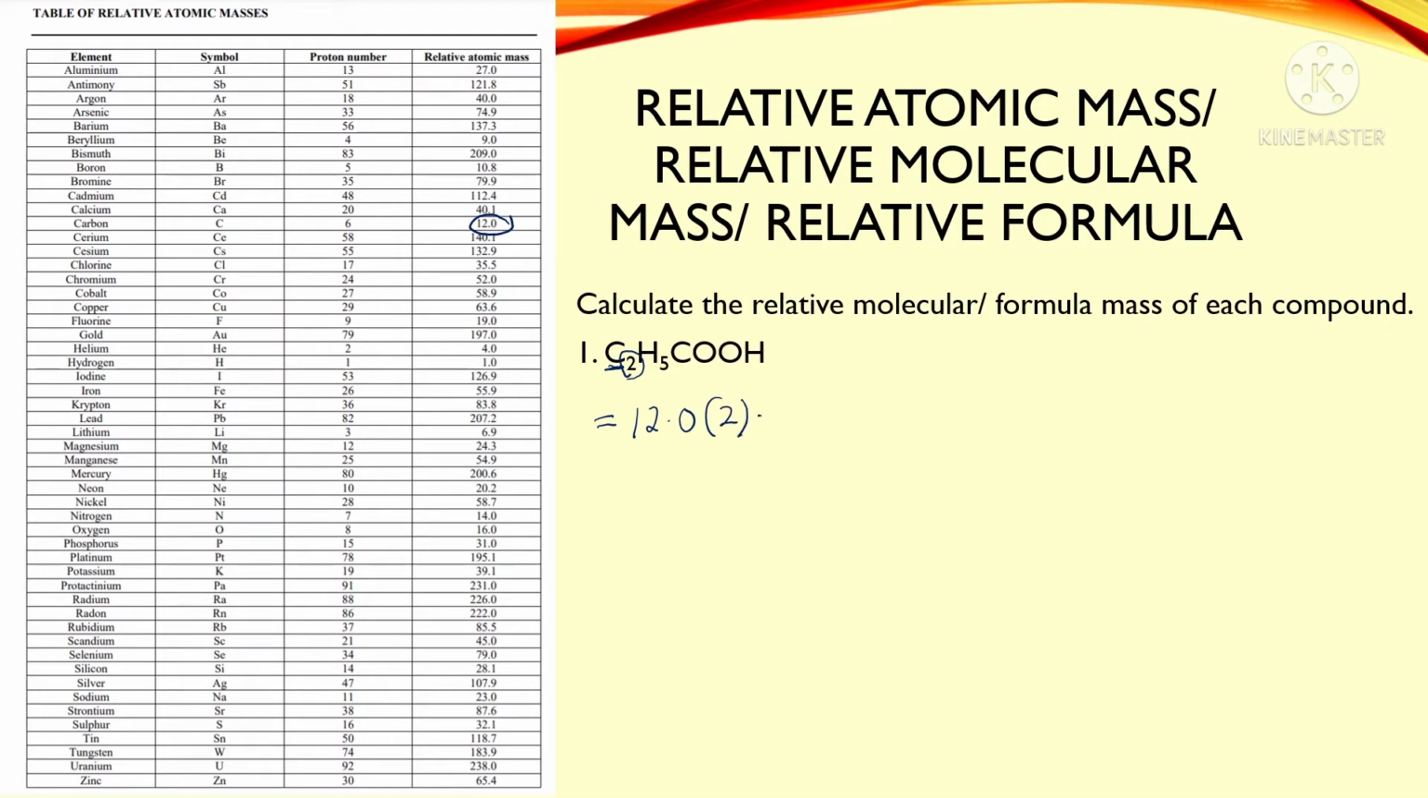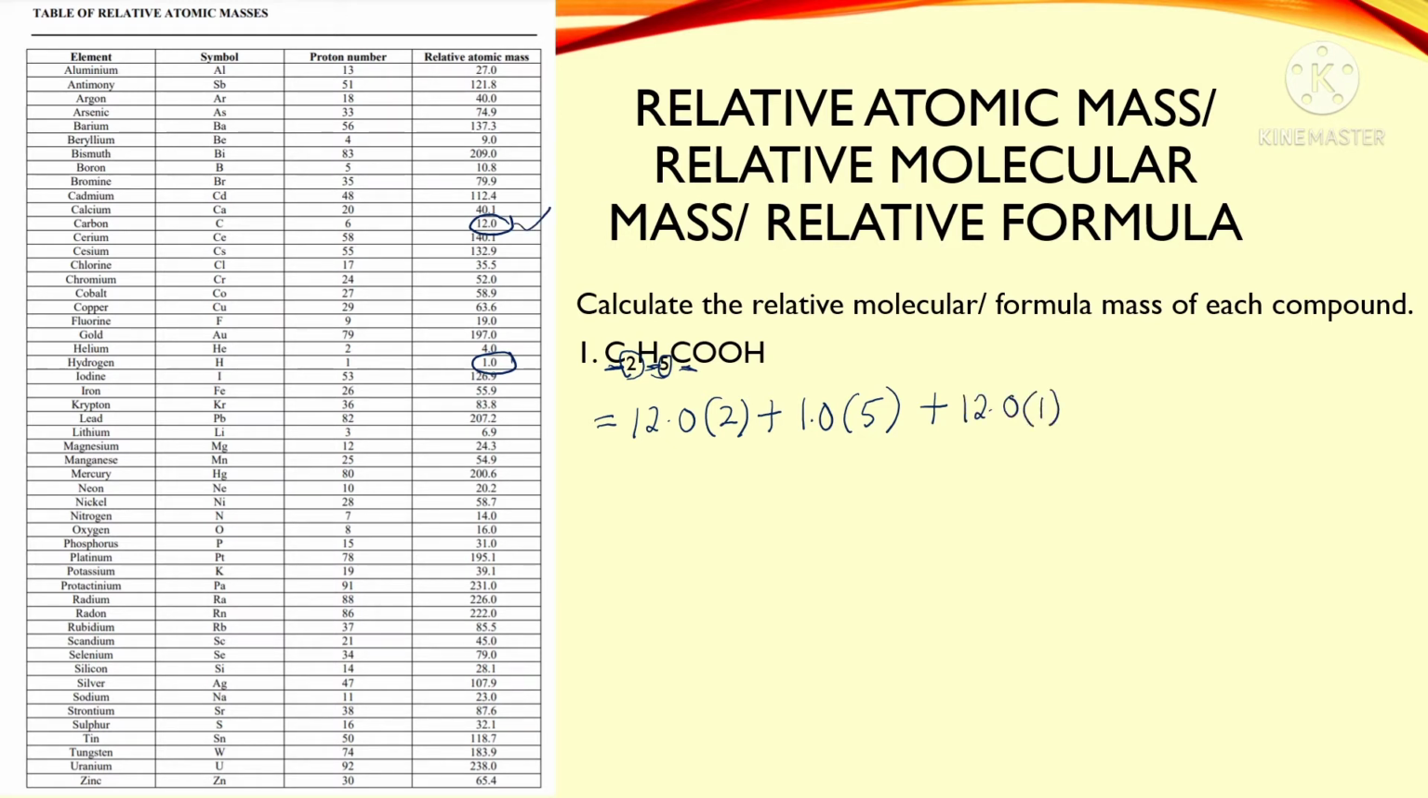Sum up with hydrogen, the relative atomic mass is 1. So 1, and there are 5 hydrogen, so times 5, plus another carbon, relative atomic mass is 12.